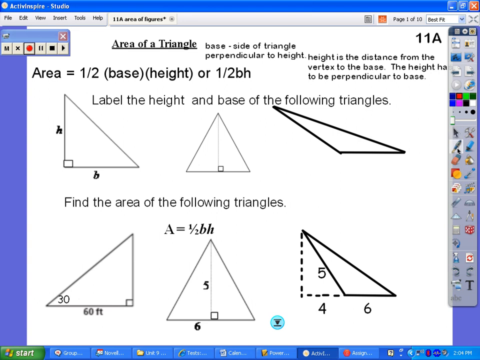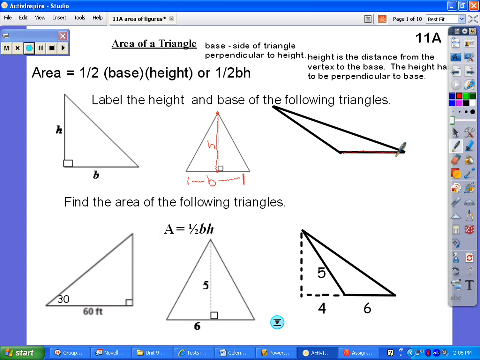So in a right triangle, it's pretty easy. The height and the base are both sides of the triangle because they form a right angle with each other. But if it's not a right triangle, our height would be the distance from our vertex to the other side, to our base. So that's our height. It forms a right angle, and our base would then be this. Okay, but the key thing is base does not always mean the bottom.